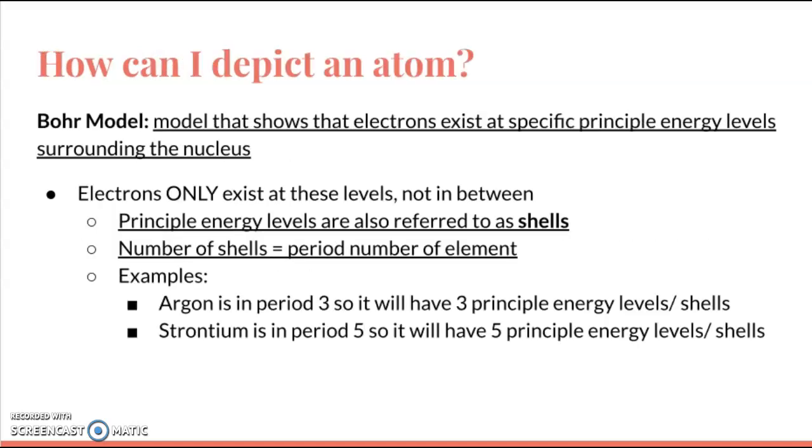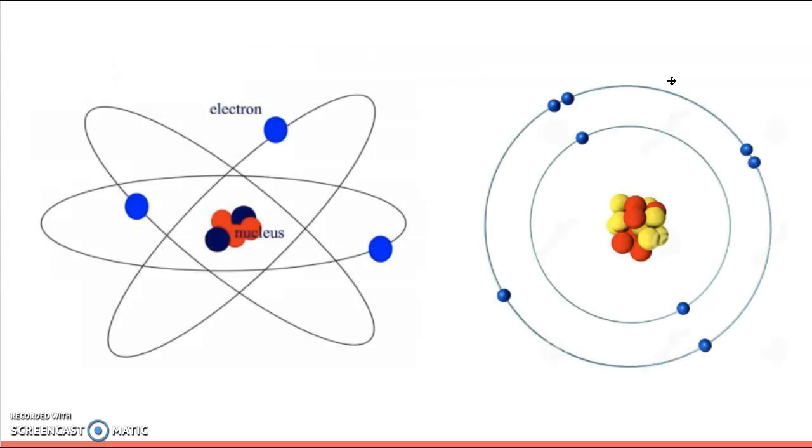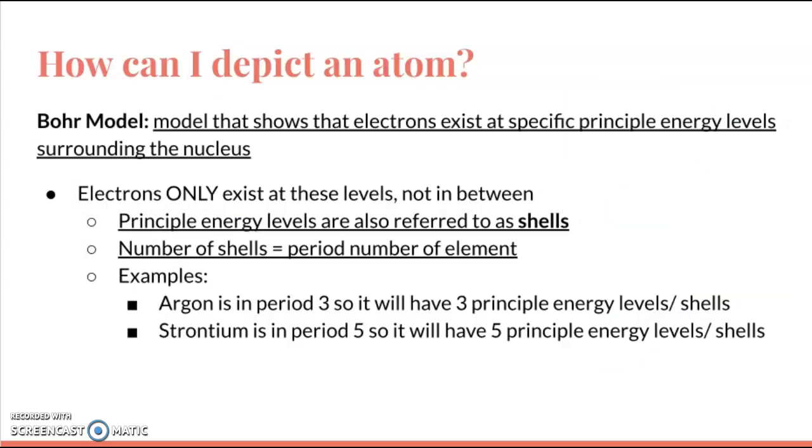All right, so as we saw in the initial slide, right, we see depictions of atoms, all right? And one of the depictions of the atom, the one on the right, so this guy right here, is what we call a Bohr model. And a Bohr model is one of the models of the atoms that we use, that shows the electrons that exist at specific principal energy levels surrounding the nucleus. All right?